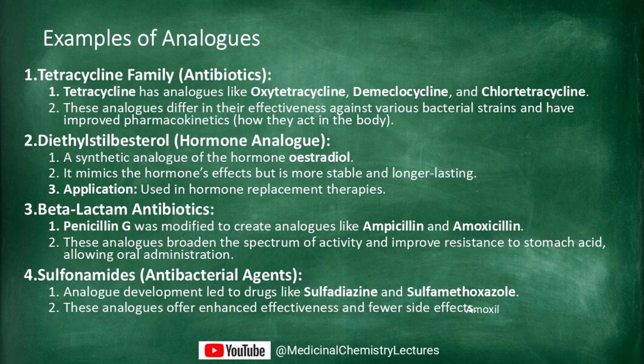Beta-lactam antibiotics. The famous penicillin G was modified to create ampicillin and amoxicillin. These analogues are not only more resistant to stomach acid but also cover a broader spectrum of bacterial infections. Sulfonamides, antibacterial agents. The development of analogues like sulfadiazine and sulfamethoxazole improved their effectiveness and reduced side effects.